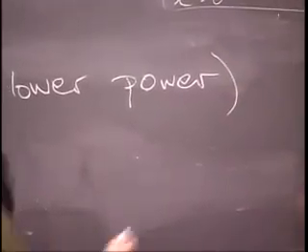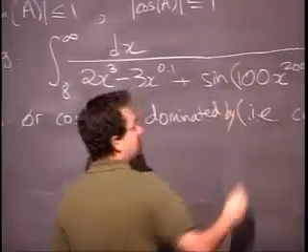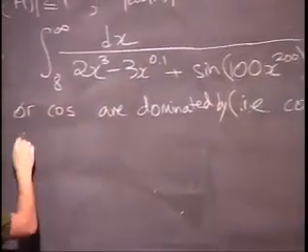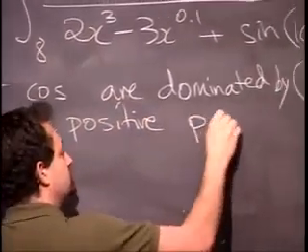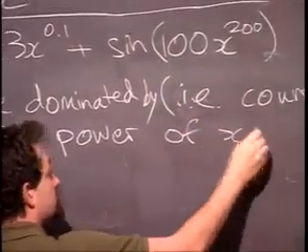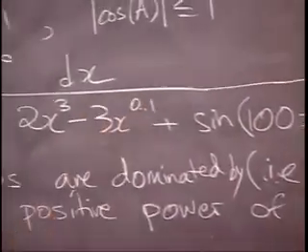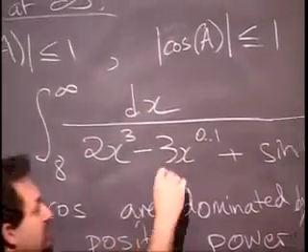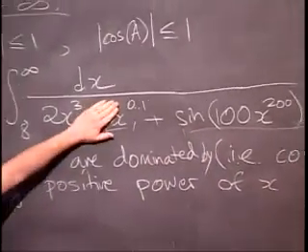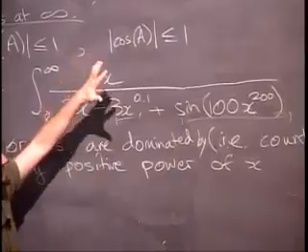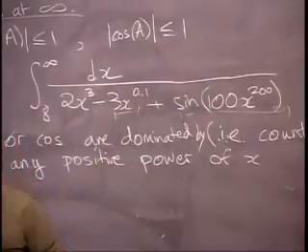than, I'm not expressing myself very well, dominated by, i.e. count as a lower power than any positive power of x. So in the hierarchy, here we have x cubed. That beats up on x to the point 1, because 3 is bigger than 0.1. But even x to the point 1 would beat up on sine, because it still gets quite big as x gets large, whereas sine is still trapped between minus 1 and 1 and is insignificant.